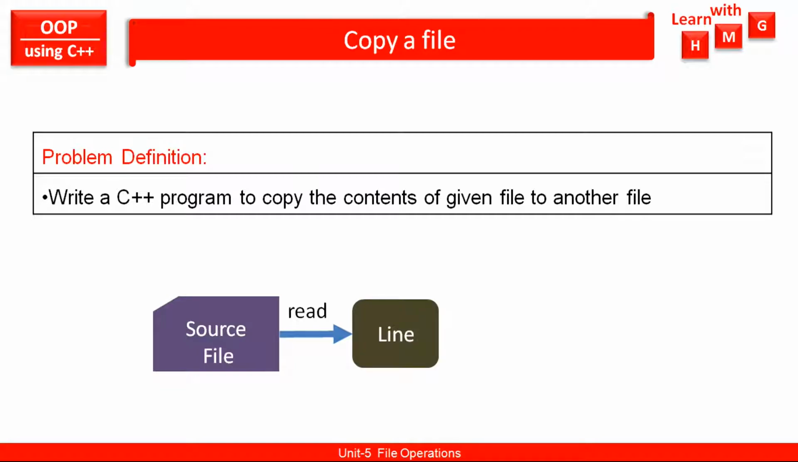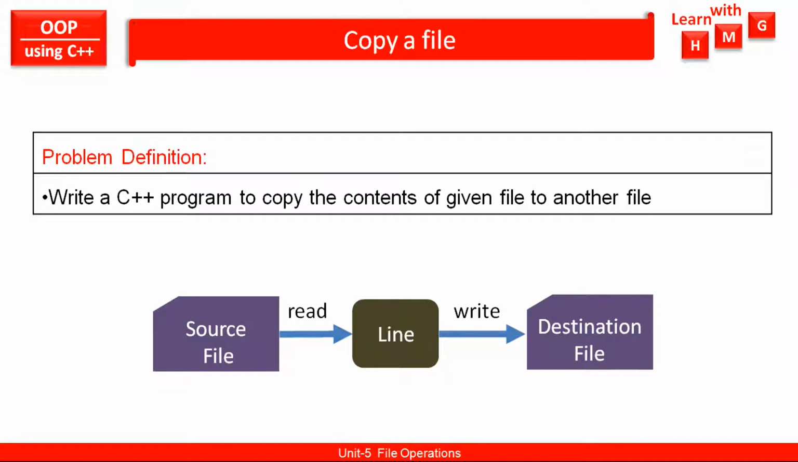At a time one line will be read from this source file and stored in the buffer line, that is an array of characters, and then this line will be written into the destination file using a write operation. So there are two files involved. One is the source file, another is the destination file. The source file is assumed to be an existing file and the destination file will be a new file. So you have to read one line at a time from the source file and write it into the destination file, and the process will continue up to the end of file.